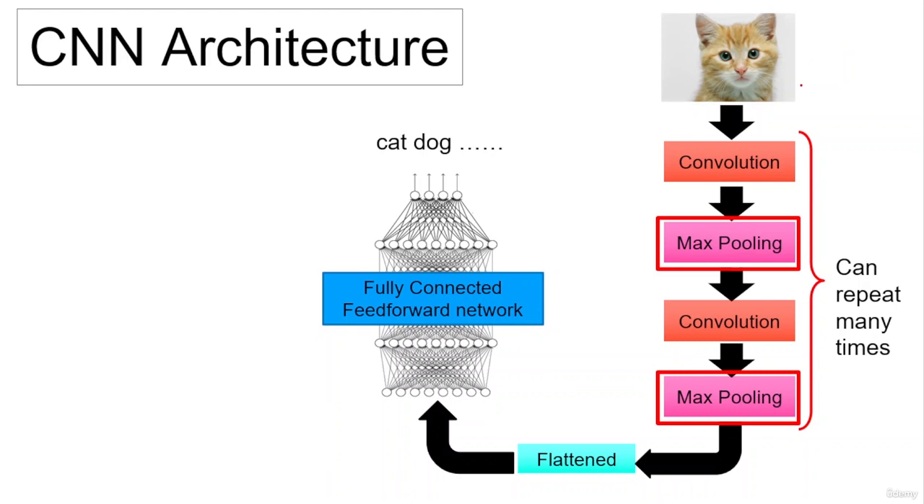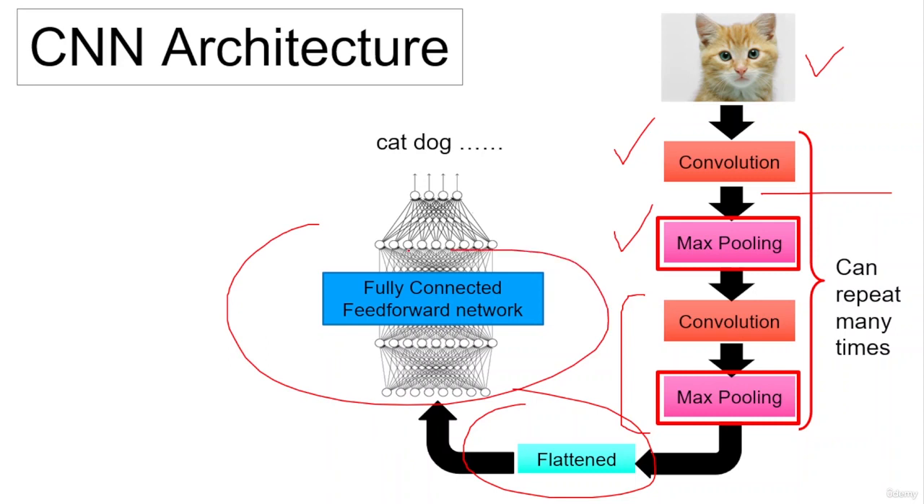So here you can see a simple CNN architecture. You give the input image, then a convolutional layer, then a max pooling layer, and then you can repeat these layers, convolution and max pooling, many times, and you can use the activation function in between. After applying the convolutional and max pooling, you flatten the output feature map, and then you feed it to the fully connected layer of the network.